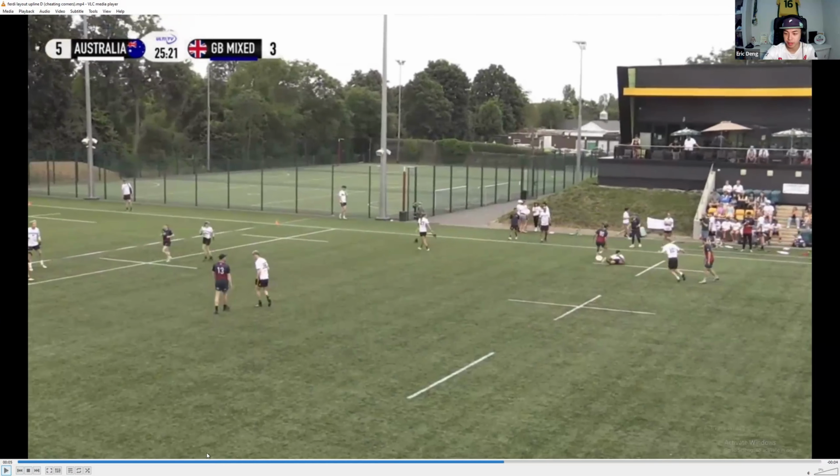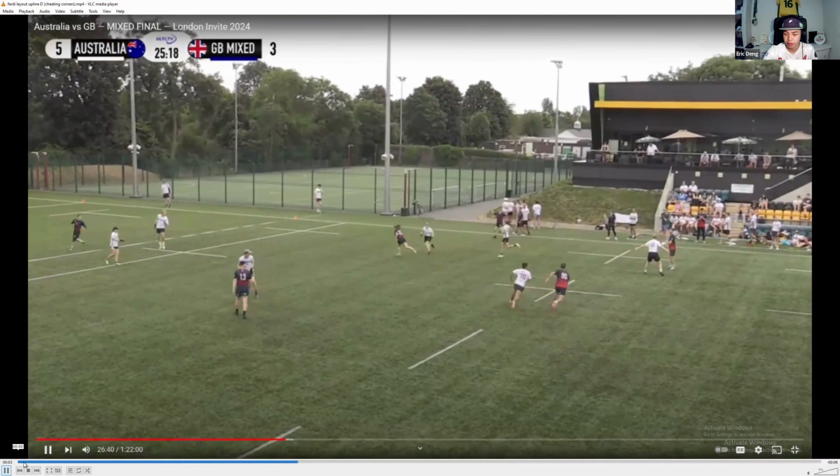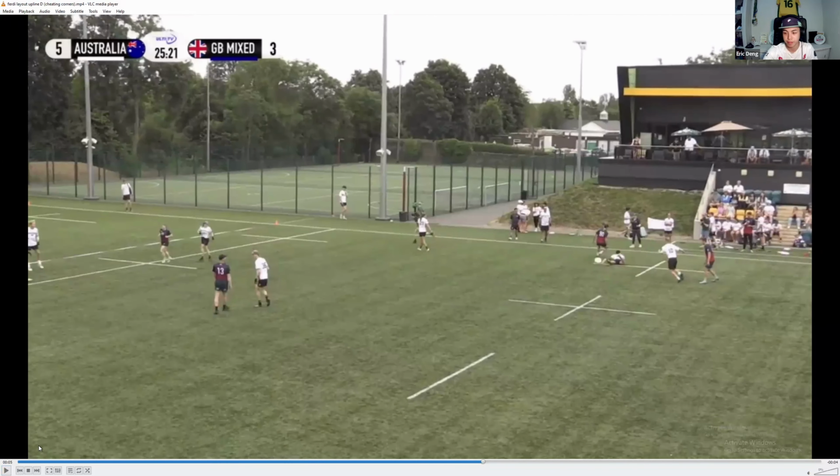So he realized that he's gotten beat to the outside, so he can no longer bid in that direction. So instead, he decides to slip under and bid on the inside shoulder, on the right shoulder, on the side closest to the disc. Any questions with this example?